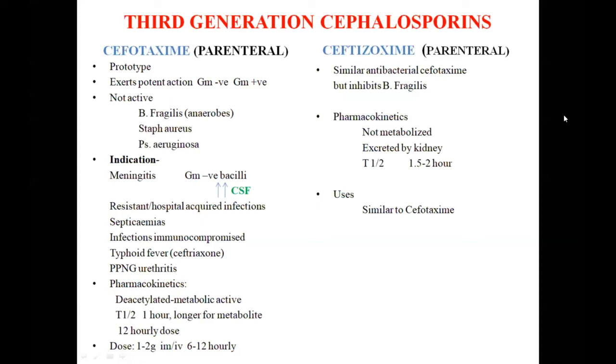First we'll discuss the 5 parenteral preparations, that is cefotaxime, ceftriaxone, ceftazidime, and cefoperazone. So these are the third generation cephalosporins.